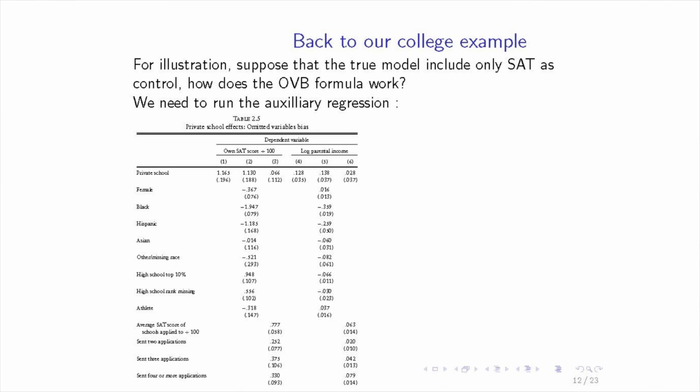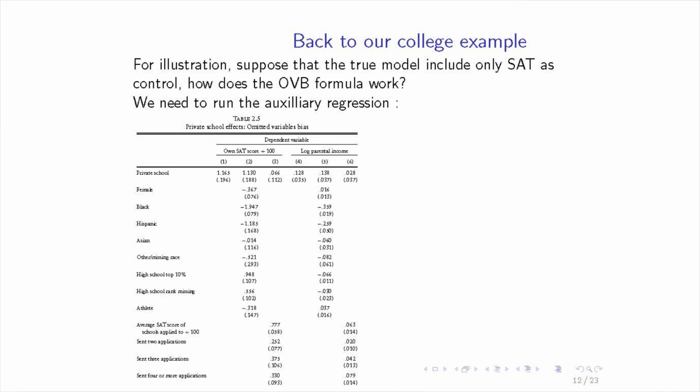So this is a special example because in this case we have the omitted variable. We have the variable that would usually be omitted. So what we can do is run the auxiliary regression. I'm going to run the SAT score on the private school dummy and the parental income on the private school dummy.